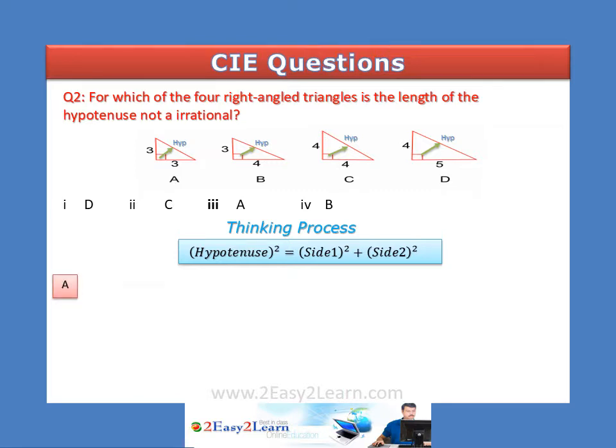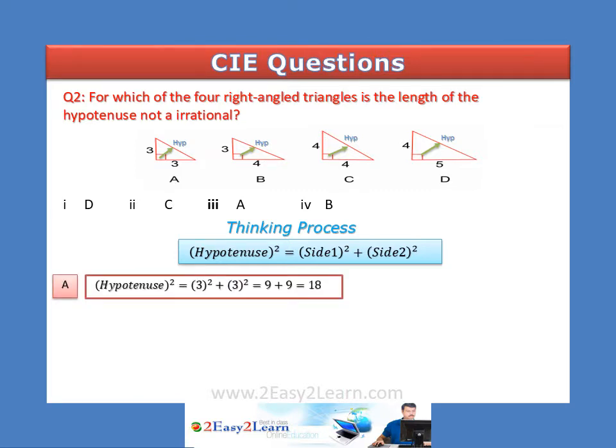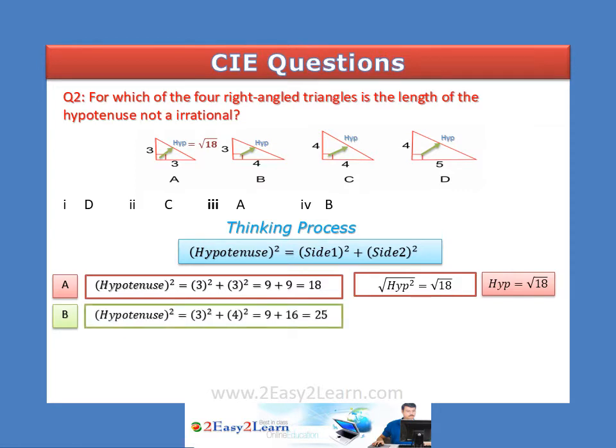Triangle A. Square of hypotenuse is equal to square of 3 plus square of 3, which is equal to 18. Take square root of both sides. Therefore hypotenuse equals square root of 18, which is an irrational number. Triangle B. Square of hypotenuse is equal to square of 3 plus square of 4, which is equal to 25. Take square root of both sides. Therefore hypotenuse equals 5, which is a rational number.